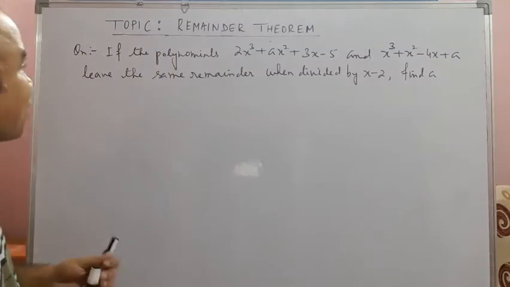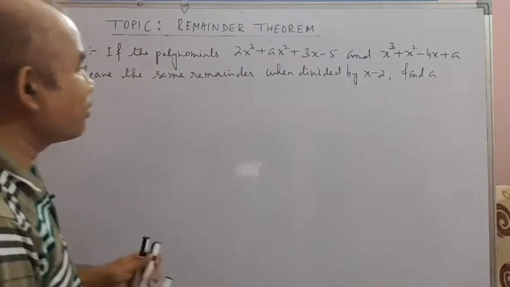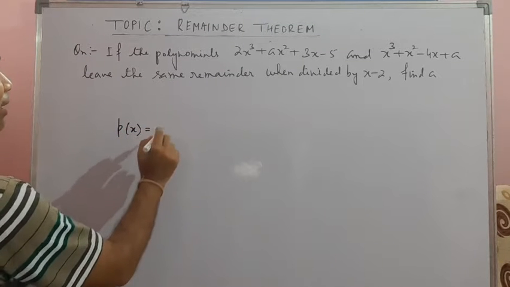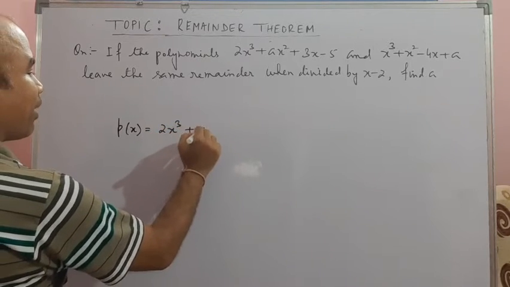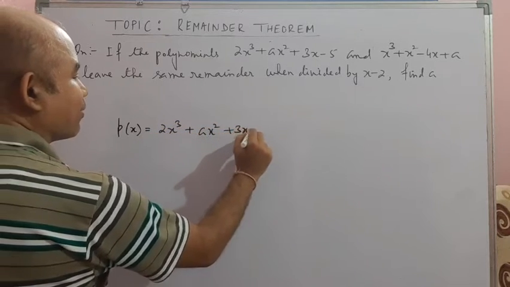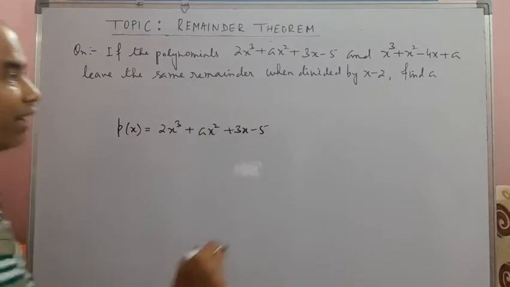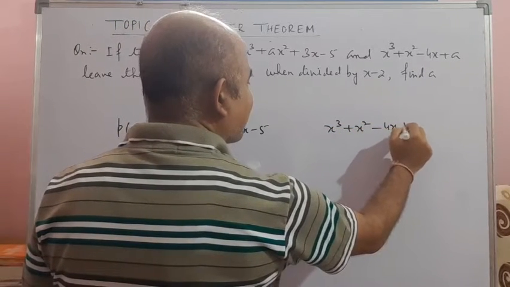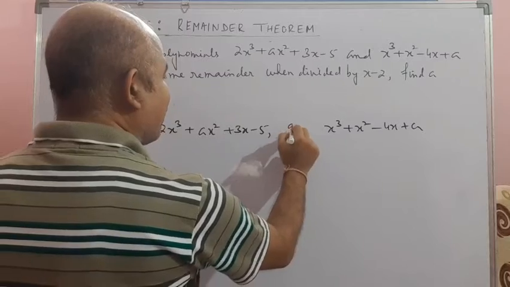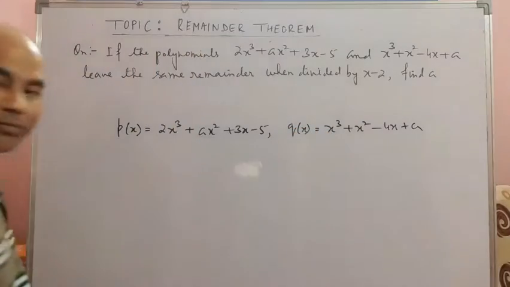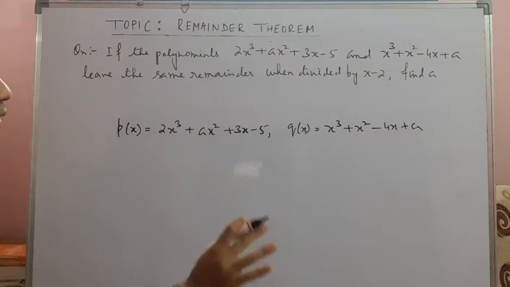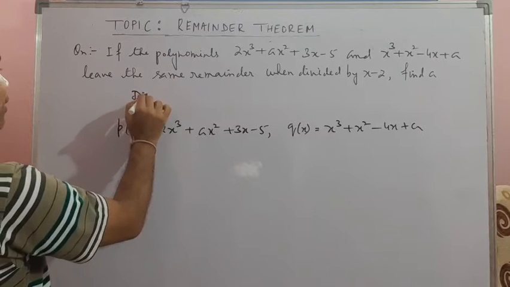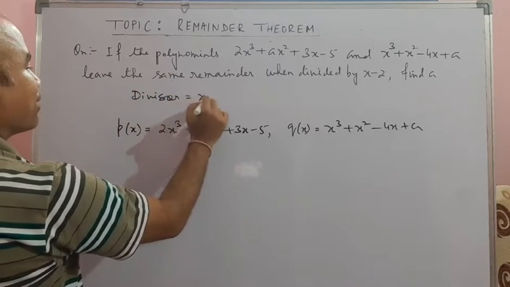Now let me denote these two polynomials. One polynomial I take as p(x), which is 2x cube plus ax square plus 3x minus 5. Another polynomial, x cube plus x square minus 4x plus a, I take as q(x). Both of them are divided by x minus 2, so our divisor is x minus 2.